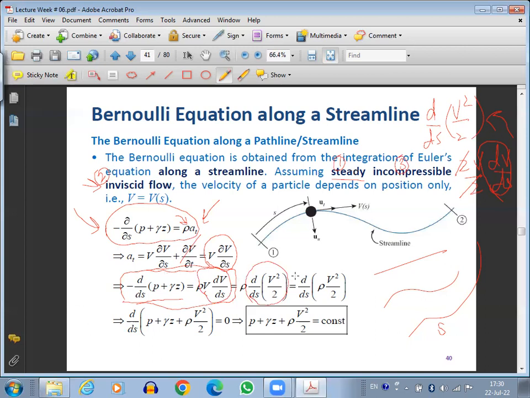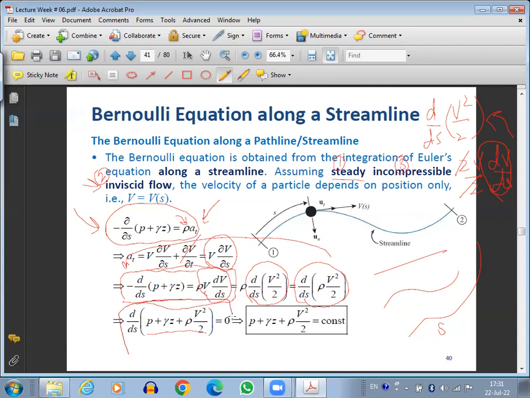Okay, so now I put density inside the derivative. So it becomes d/ds of rho v square upon 2. Here I had negative dp/ds plus gamma z from the Euler's equation. Okay, I take this thing on the other side of the equation. So I can put everything inside the differential. That means p plus gamma z plus rho v square upon 2, this whole d/ds equals 0.